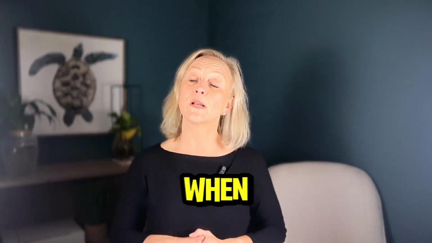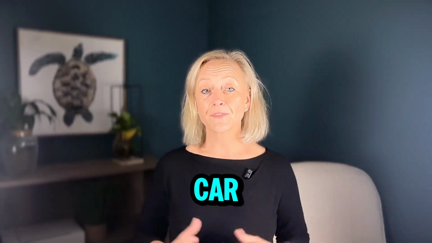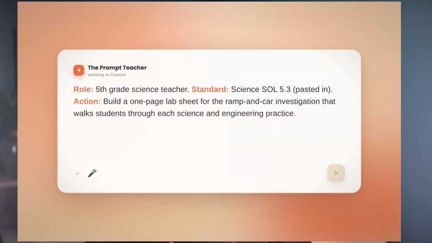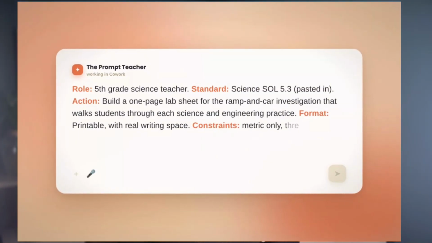Now, I tell Claude what I'm actually teaching. One simple investigation, a ramp and a toy car. The question is, does raising the ramp change how far the car travels? That one little experiment lets a kid hit every practice on that standard. Watch.